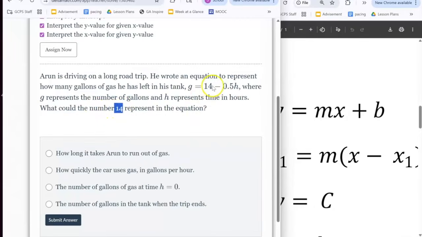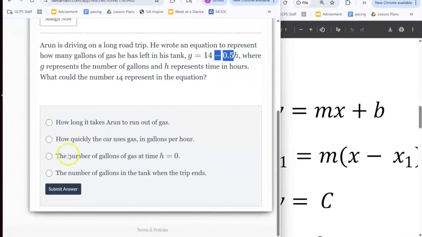So I come and look over here. 14 is my y-intercept, okay? What is my y-intercept? Y-intercept is where I start. What I first start, my initial, what's happening in the situation before anything even happens. So what's happening in this situation is gallons of gas. So what gallons of gas did I start with? 14. 14 is the gallons that I started with. Then every hour that passes, I lose, and I know I lose because it says minus 0.5 gallons. But I start with 14. That's what I'm looking for here.